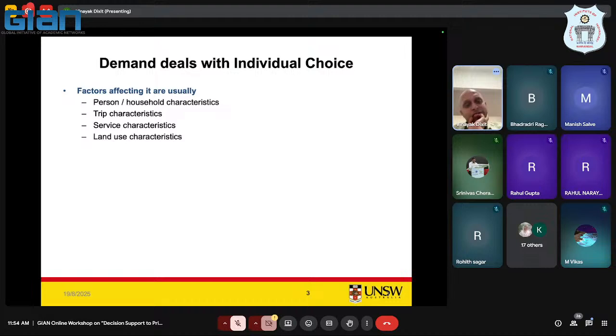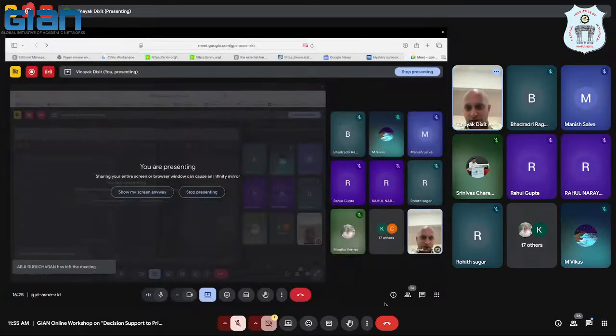Land use characteristics. One aspect of land use characteristics is how safe a person feels. There are areas where people do not feel safe walking, and walking or cycling as a mode is not conducive to safety during that travel. So land use characteristics affect the choice. Any questions so far?